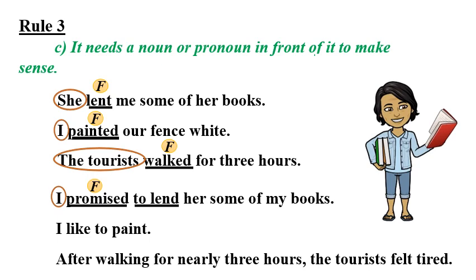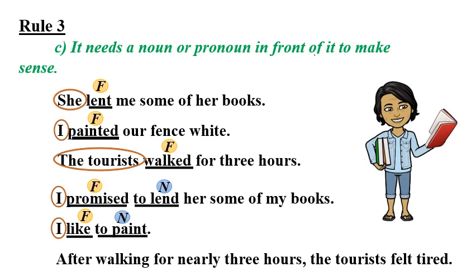But there is no subject before the verb to lend. There is only another verb. So the verb to lend is a non-finite verb. In the second sentence also there are 2 verbs, like and to paint. The subject in this sentence is I. And the verb that immediately follows the subject is a finite verb. So in this sentence, the verb like is finite and the verb to paint is non-finite because before this verb there is no subject.